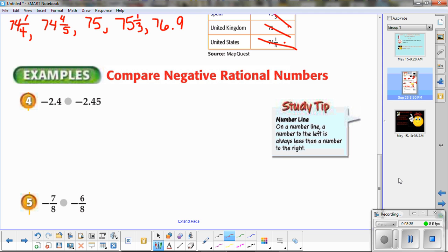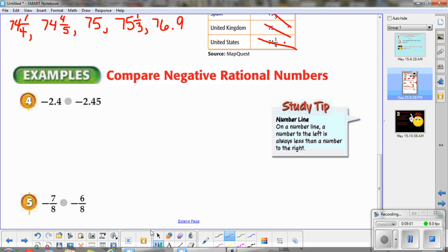Negative numbers, when you are comparing them, can get a little tricky. Thing to keep in mind is that the numbers furthest to the left on a number line are always going to be the smallest. One way to think about it is, if you were to ignore the sign, the number that's the biggest is actually the smallest when we're talking about negatives.